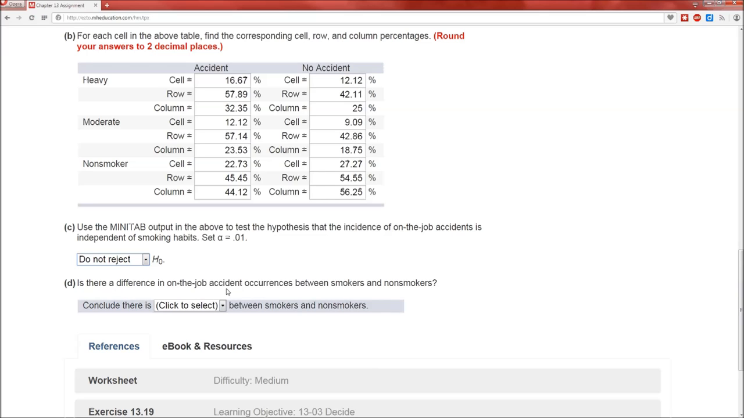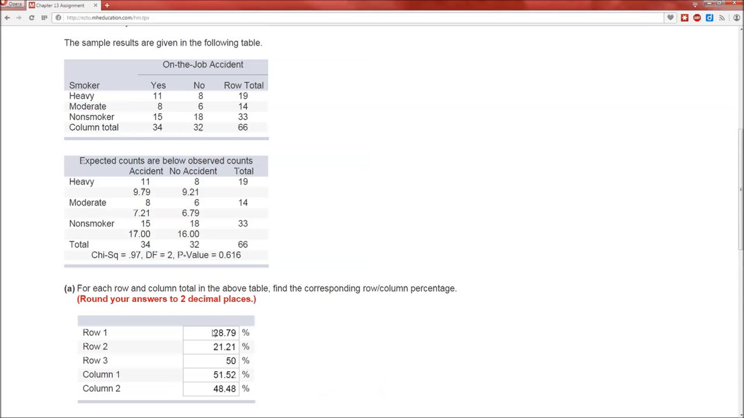Is there a difference in on-the-job accident occurrences between smokers and non-smokers? We do not reject the null hypothesis. We therefore conclude that there is no difference. If we rejected, that means we found a difference. Since the null hypothesis is that the two categorical variables are independent, that means that there is no difference in the distribution of accidents according to smoker level. So, no difference.